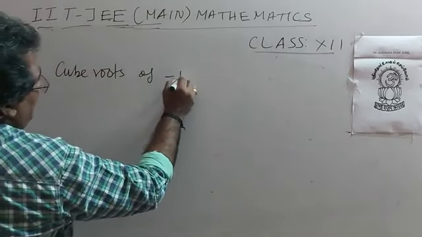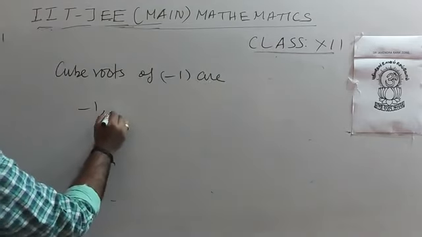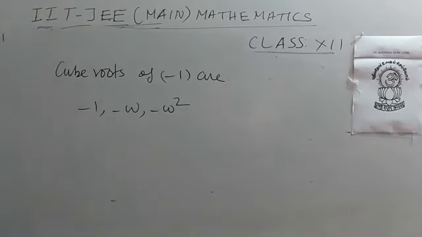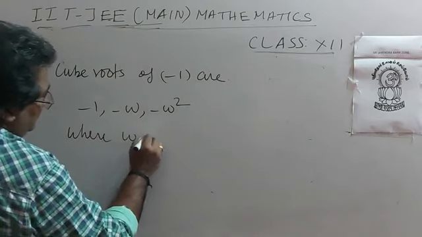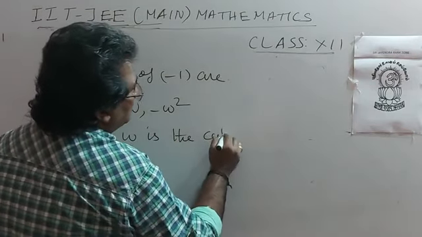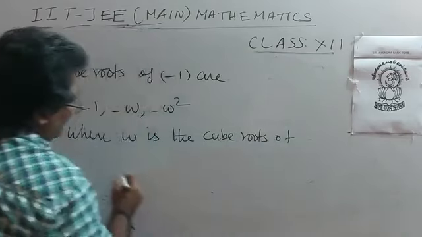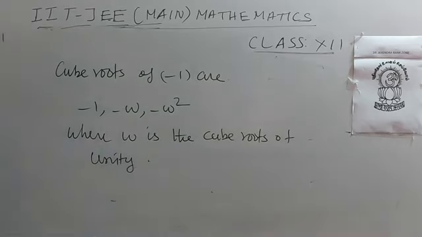Cube roots of minus 1 are minus 1, minus omega, minus omega squared. Very important results. Cube roots of minus 1 are minus 1, minus omega, minus omega squared, where omega is the cube root of unity.